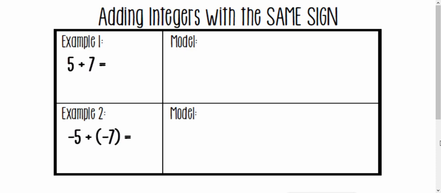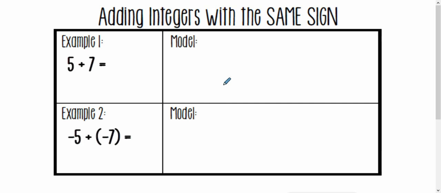So let's talk about adding integers. And we're going to start with adding integers that have the same sign. So we're either adding two positives or two negatives. So if we look at this first example, we're going to use two different types of visual models to help you out with this. Okay?